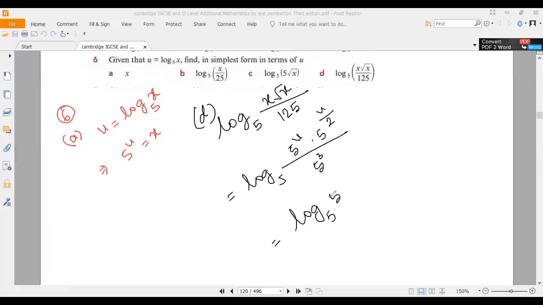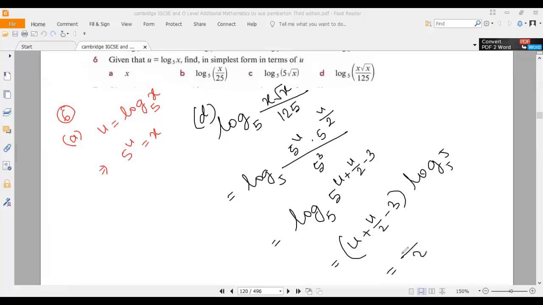So log base 5. Here, if there is a multiplication, then we have to add the power. If there is a division, we have to subtract the power. So u plus u/2 minus 3. We need to add u and u/2 because there is a multiplication sign between them, and this 3 will be subtracted. So now the whole term will be at first: (u plus u/2 minus 3) into log base 5 of 5, which equals 1. Here we get 2u plus u, that will be 3u/2 minus 3, into 1. So the final answer should be 3u/2 minus 3. And that is the solution of number D. I hope you understand this one properly.